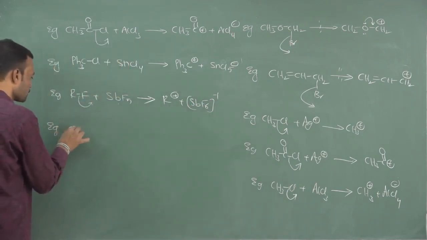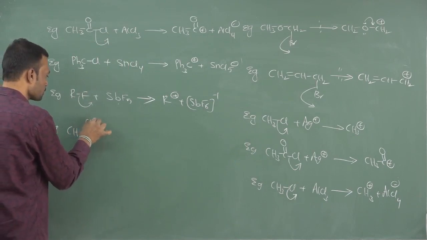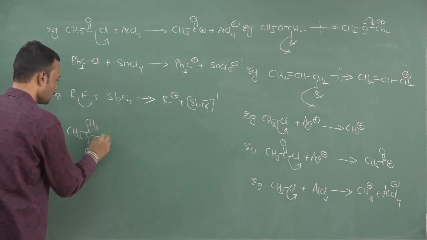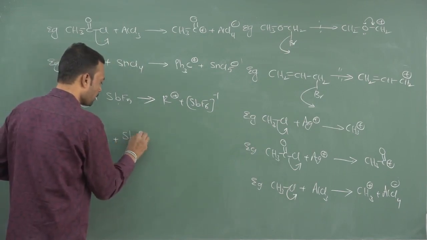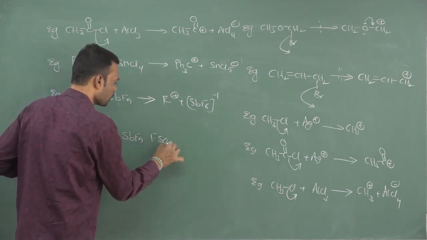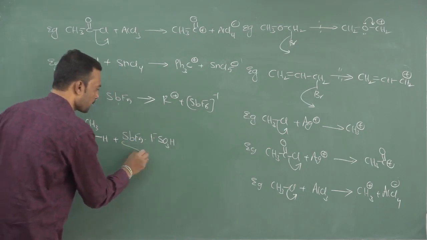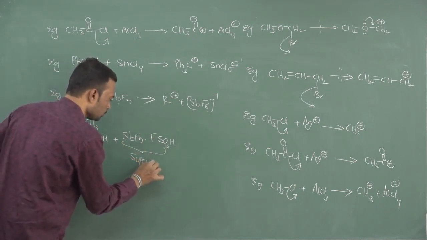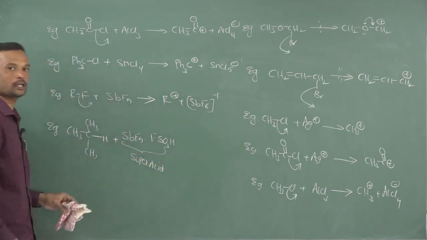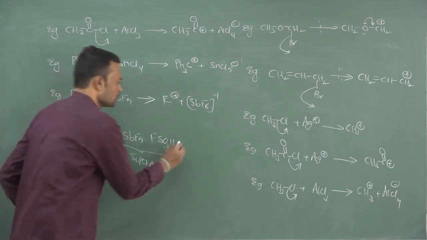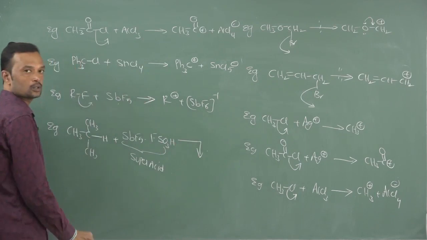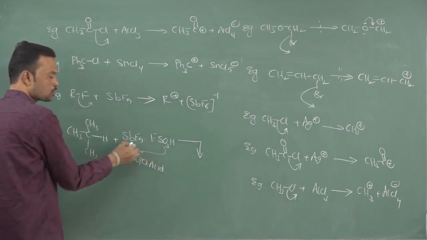Okay. Next, you can even take superacids, CH3 and here it is hydrogen. Now I am taking antimony pentafluoride, next fluorosulfonic acid. This is called superacid. Superacid is that which has a mixture of a protic acid as well as a Lewis acid. So a mixture of these two is called superacid. Lewis acid and protic acid together is called superacid.